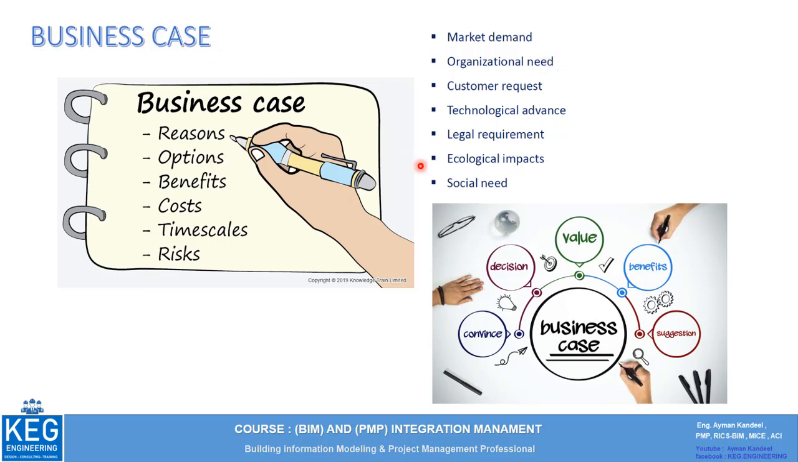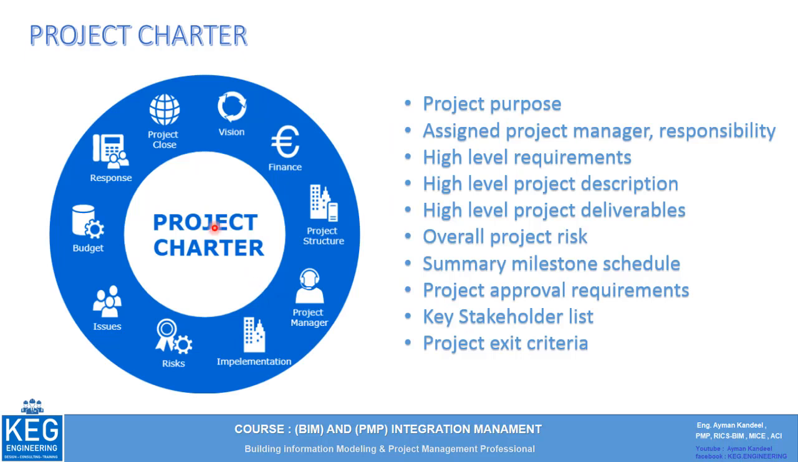All these factors can be defined based on the market demand, the organization's need, customer request, technology advance, and maybe some social needs. So based on the needs, we create the business case. After we justify the need for the project, we start documenting this in the project charter. In the project charter, we put the project purpose, who will be the authorized project manager, and his responsibility.